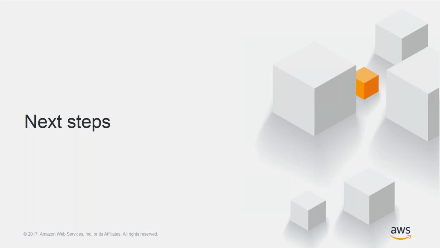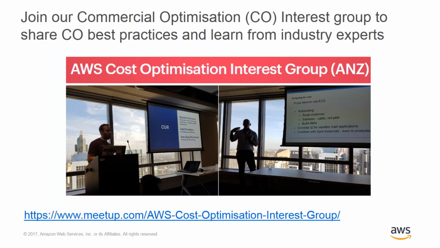All right, closing out now. Next steps for you. We've mentioned a lot of material in this webinar, and we don't expect you to remember all of it. And so what we have in Australia is the Cost Optimisation Interest Group. What this interest group does is customers gather together and we share best practices and customer stories and learn from industry experts on how to execute on optimization. So feel free to join the group via the link below.